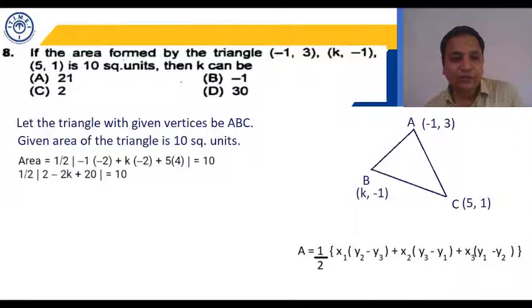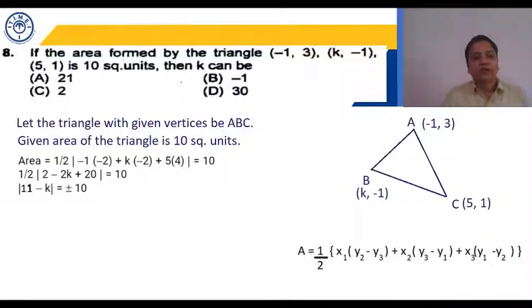On solving this further, we get half, that is 2 minus 2k plus 20 is equal to 10. Half is outside the modulus sign, then 2 minus 2k plus 20 equal to 10. Why did we put modulus? Because area is always positive.